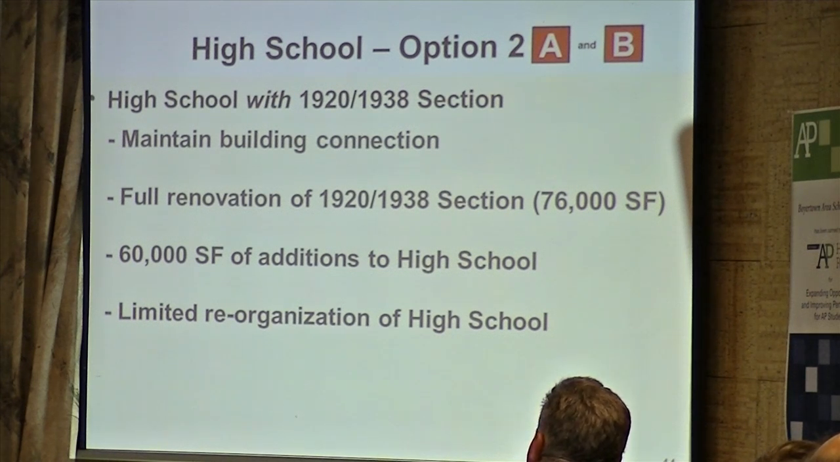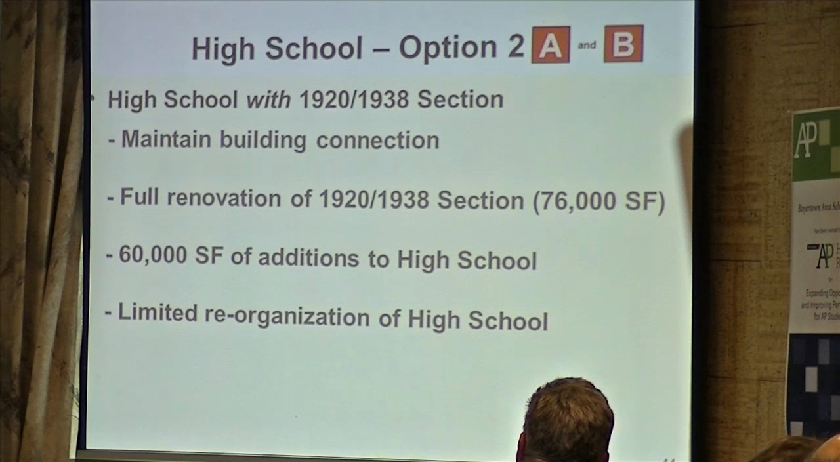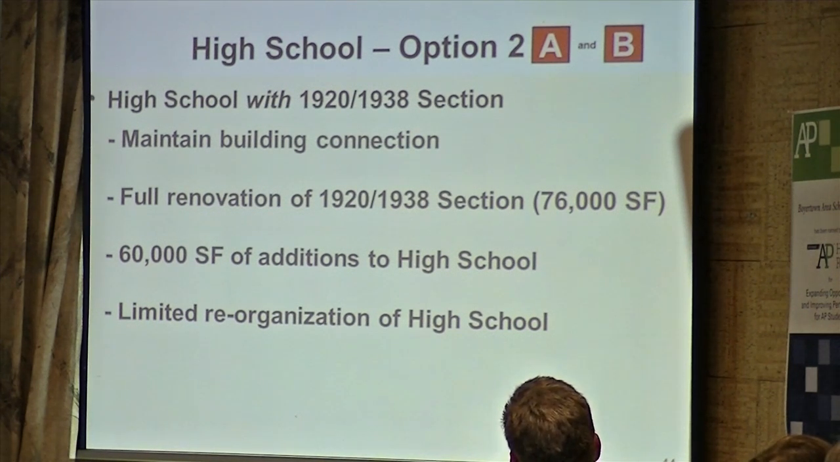So a little summary, the high school now, we use the 1920 and 30 section of the building. We maintain the building connection. We do a full renovation, new mechanicals, electrical, everything the same as we're doing in the rest of the building. We now reduce the additions required to the high school, which goes back to the beginning of the presentation when we started the whole process. We now only need 60,000 square feet of additions.